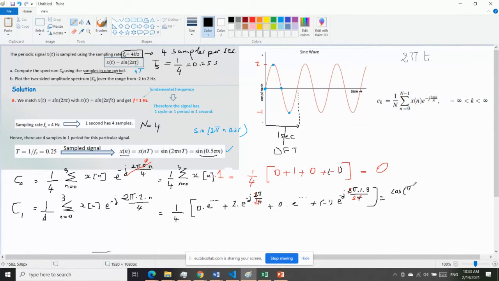pi over 2 minus j sine pi over 2 plus... sorry guys.